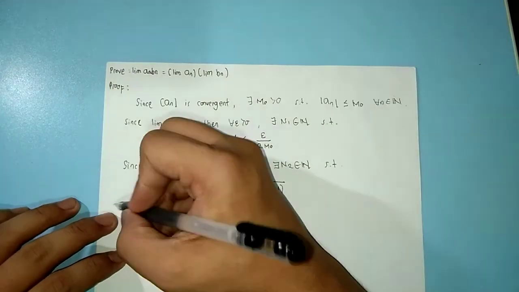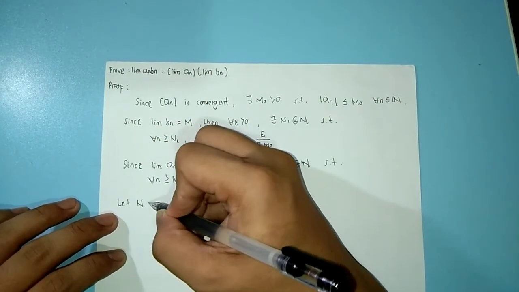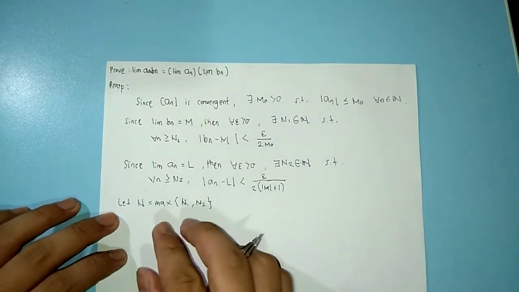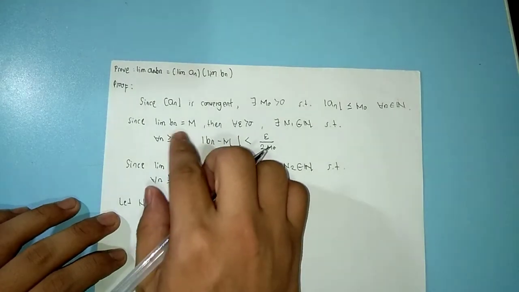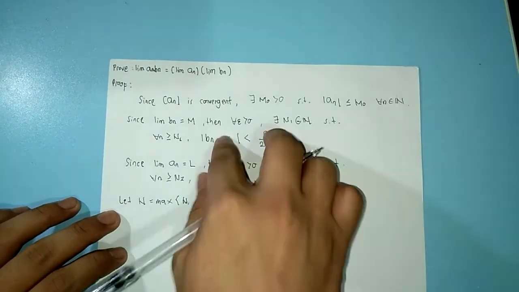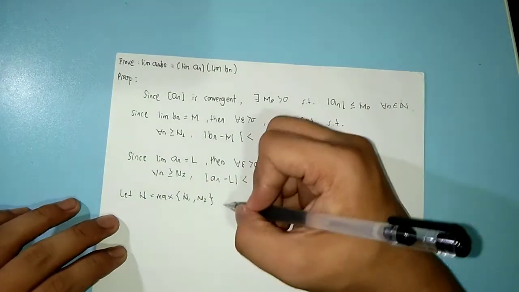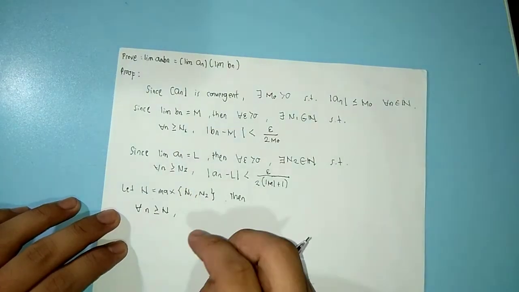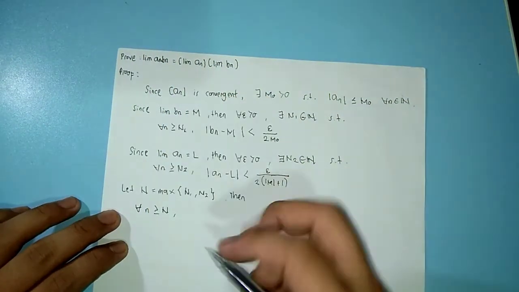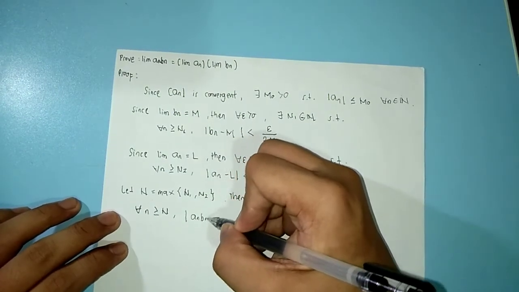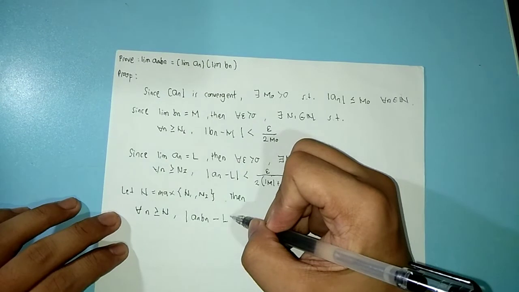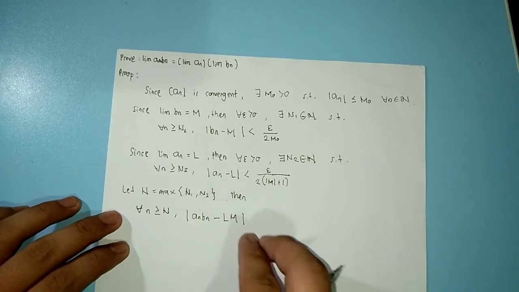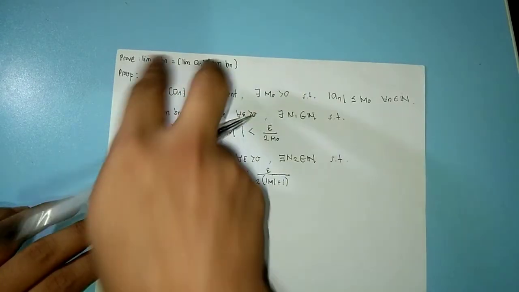Okay? Now, let n be the maximum of n sub 1, n sub 2. So again, I explained this earlier, maximum of this and this, so that we can use both of them. Then, for all n greater than or equal to n, what we need to show is that the limit of this is this. So, the absolute value of a sub n, b sub n minus lm. We should show that the absolute value of this is less than epsilon for all n greater than or equal to n, in order to prove this.